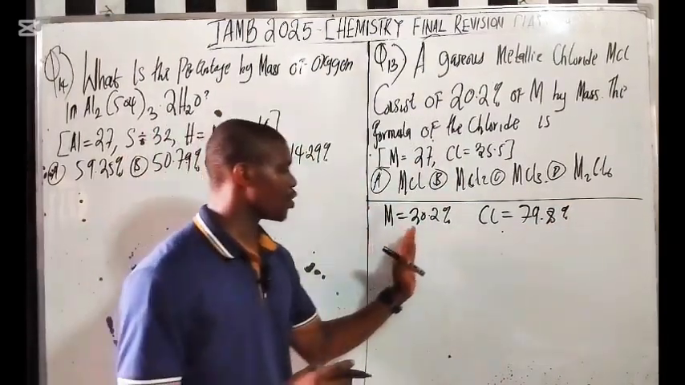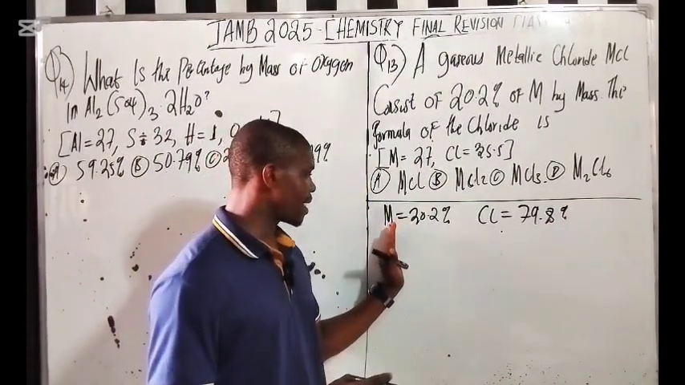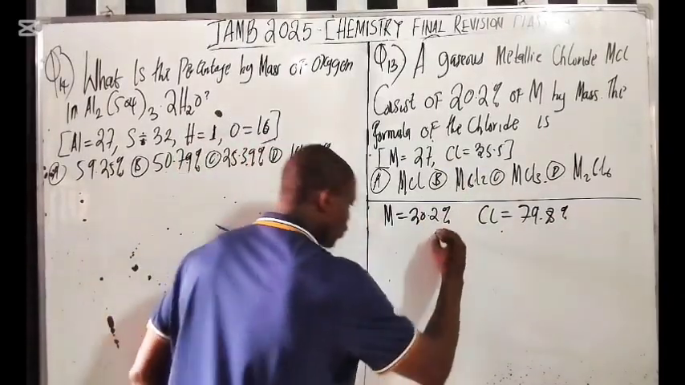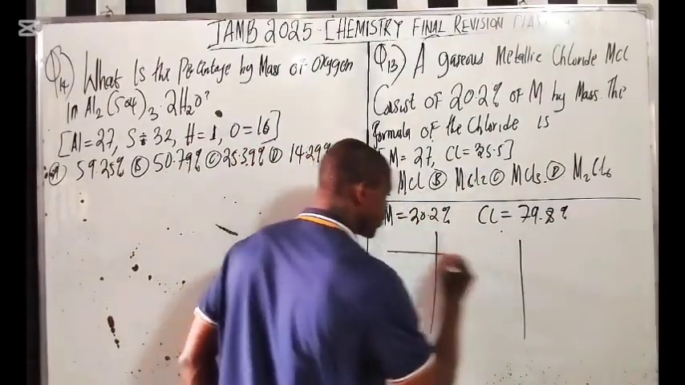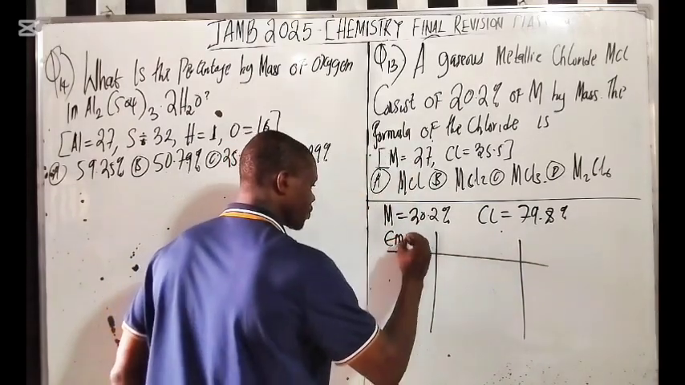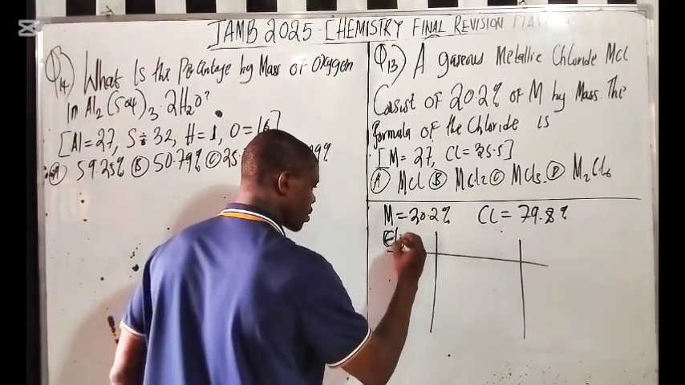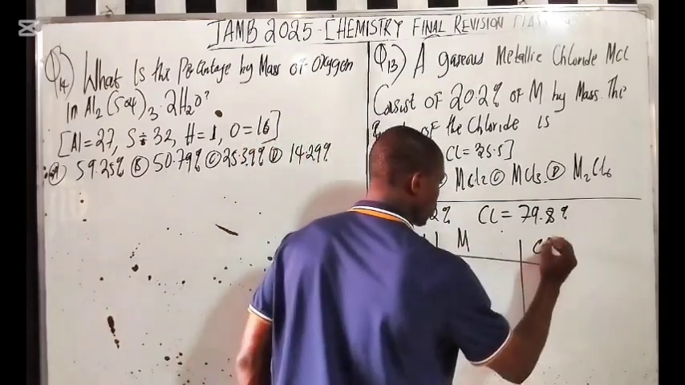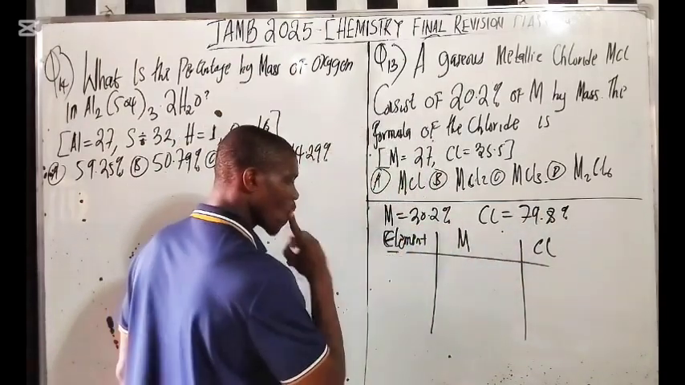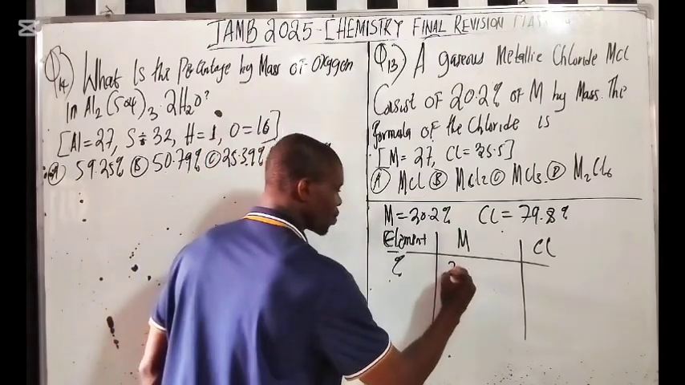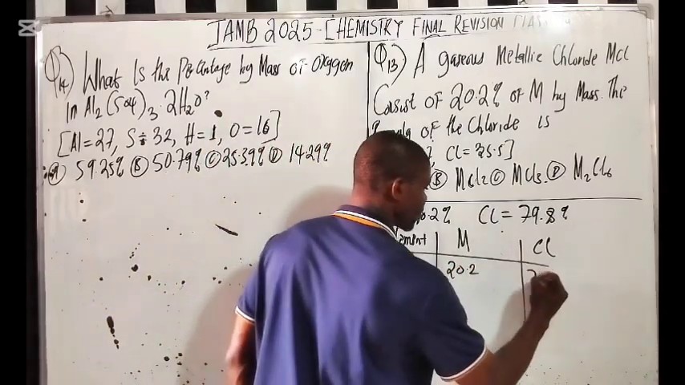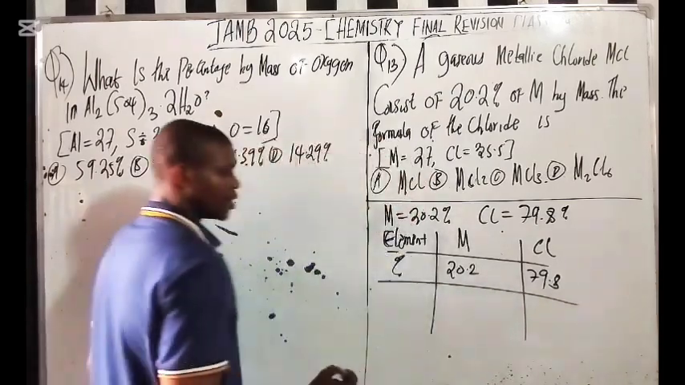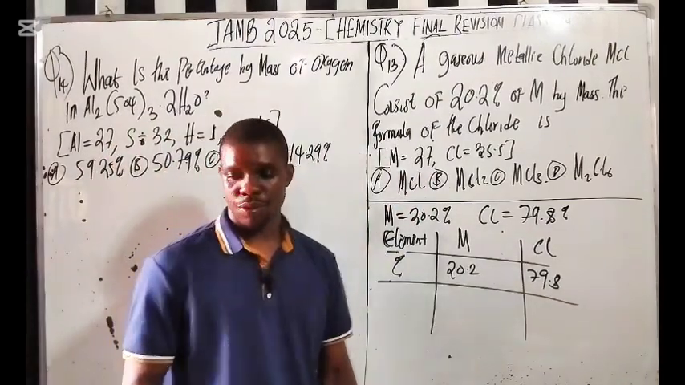Now after I've got you the percentage of the metal and the percentage of chlorine, this is what we do here. You draw a table: the elements, the metal M and the chlorine, and the percentage. Here we have 20.2 and here we have 79.8. Now once you have done it, the next thing you want to calculate is the mole.